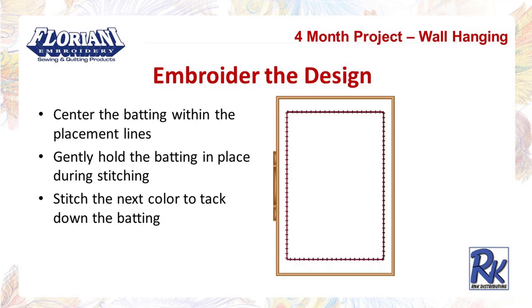Next, you'll want to center the batting within the placement lines and gently hold the batting in place during stitching, and a stiletto or chopstick or something is good for doing this. Please don't use your fingers. And then you want to go ahead and stitch the next color to tack down the batting. Now, once it starts stitching, you can take the stiletto or the chopstick away.